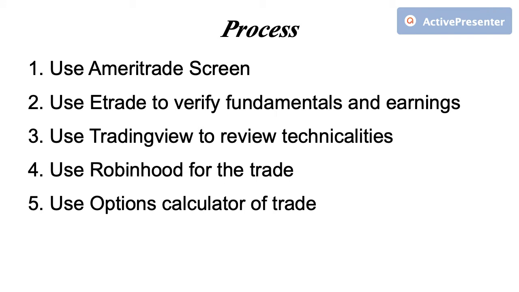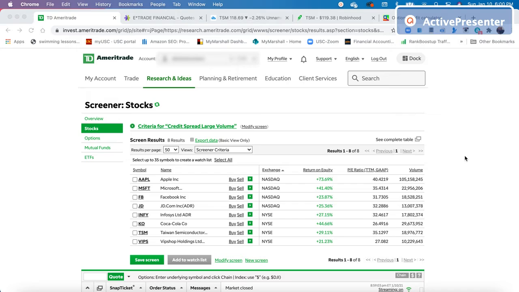All right, here's the process for this. We're going to use the TD Ameritrade screening tool to screen our stocks. I'll show you how to do that, and I've shown it in a few videos. We're going to use E-Trade to verify the fundamentals and earnings. We're going to use this website called TradingView to review technicalities. We're going to use Robinhood to actually make the trade. And then once I do the trade, I'm going to use an option calculator to show you what your returns will look like.